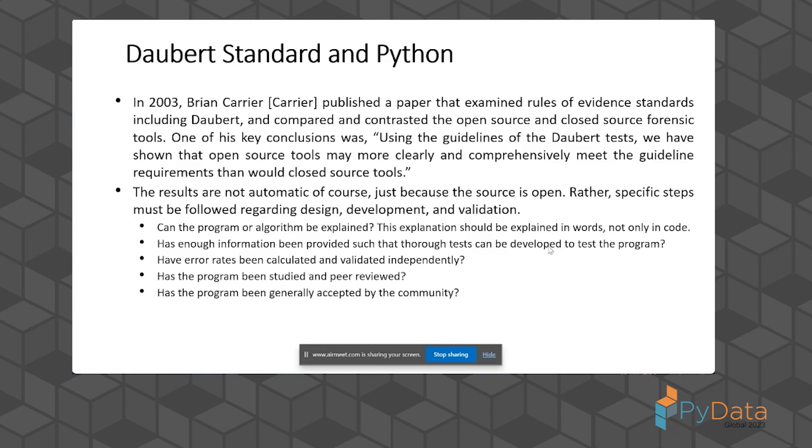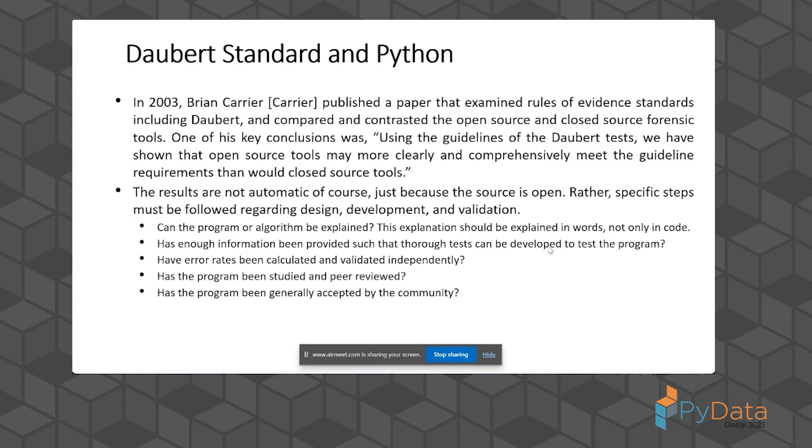The results are, of course, not automatic just because the source is open; there are some specific steps that must be followed regarding design, development, and validation. So now we'll see the one-to-one mapping of the illustrative factors with open source programming languages. So now we can ask these questions. Can the program or algorithm be explained?